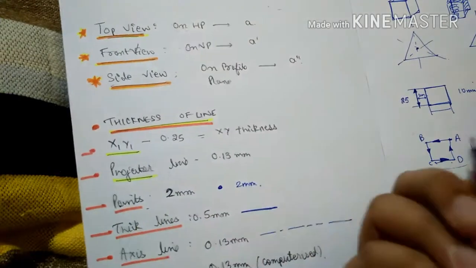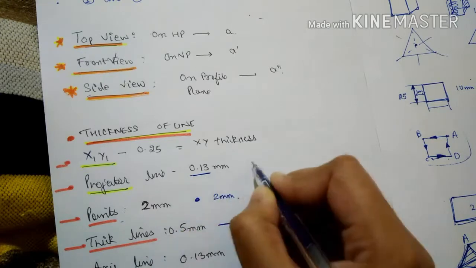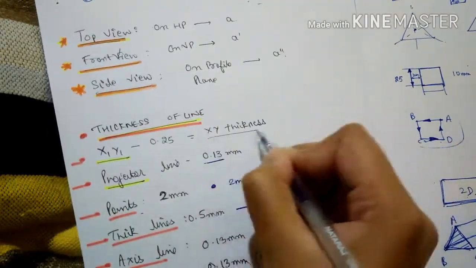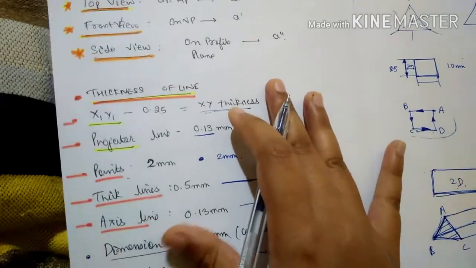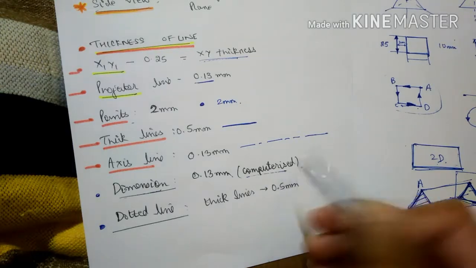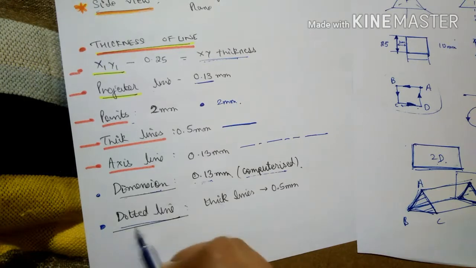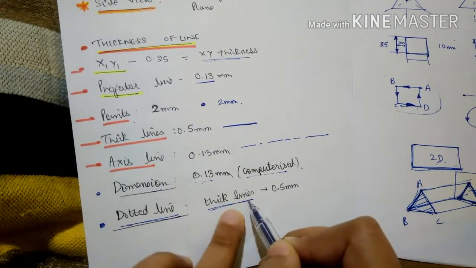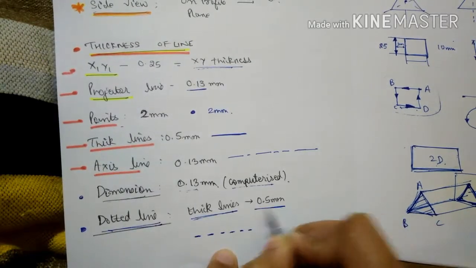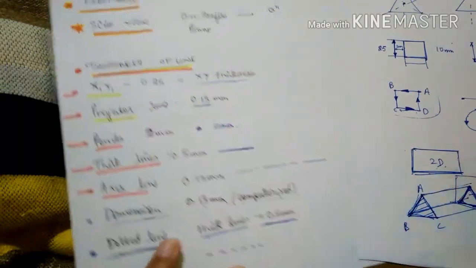The projector lines, what are projector lines? I'll tell you later. You should remember that their thickness should be 0.13 millimeter, and there is an XY line. I'll talk about the XY line in the next video and tell the thickness there. Coming to the dimension lines, they're automatically set in the computer, but if you want to know, it will be around 0.13 millimeters. And the dotted lines are always thick lines. Remember, it should be thick. In the system, you get the option of thick, and it should have a measurement of 0.5 millimeter thickness. These are the basic thicknesses.